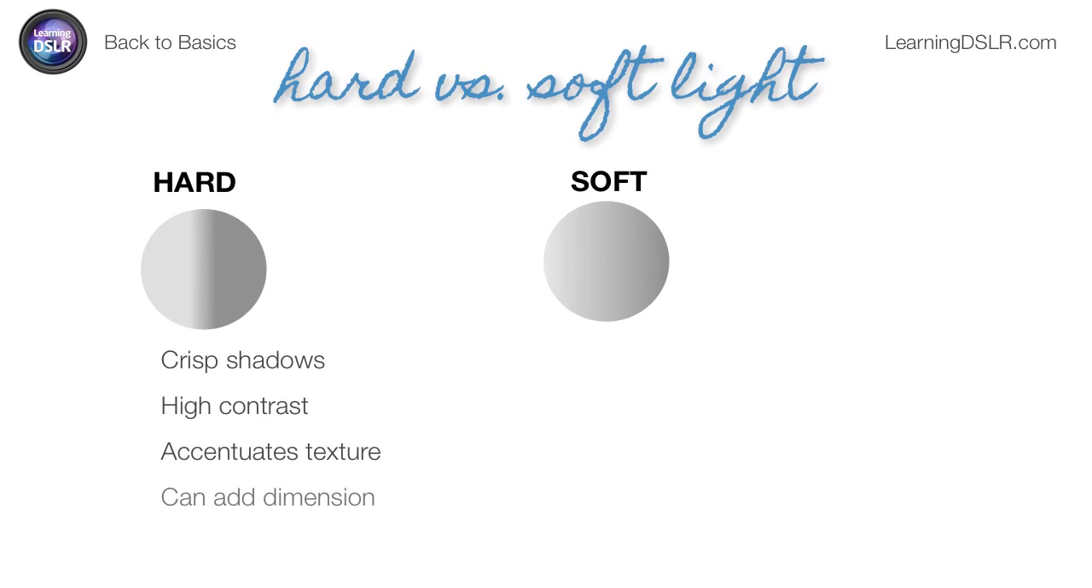So hard light, as I've talked about, gives you very crisp shadows, and it's extremely high contrast, which does have its uses. It accentuates texture on any given object, but also in a portrait. And it can add a lot of dimension because it shows depth. It's not flat at all. You can see the ridges and the shadows.